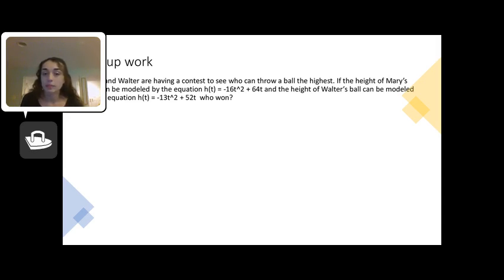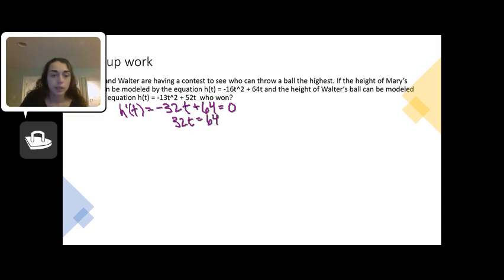Yes, Max. That's great. Yeah, we should find the maximum values of these height equations. So we're going to start by taking the derivative. So h prime of t equals negative 32t plus 64. We're going to set it equal to 0 to find our critical points, just like we've been doing. So we have that 32t equals 64. We're going to divide by 32 to get t equals 2.